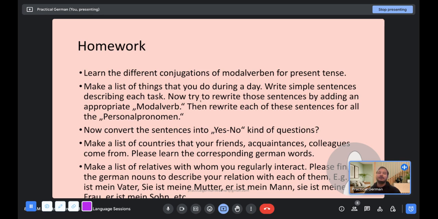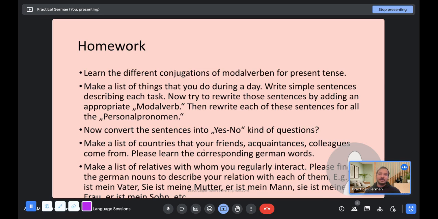Now try to rewrite those sentences using Modalverben. Ich will essen, ich muss essen, ich will schlafen, ich kann schlafen, and so on. And then rewrite those sentences for all personal pronouns. So, ich will schlafen, du willst schlafen, er will schlafen, sie will schlafen, and so on. Now convert the sentences into yes or no kind of questions.